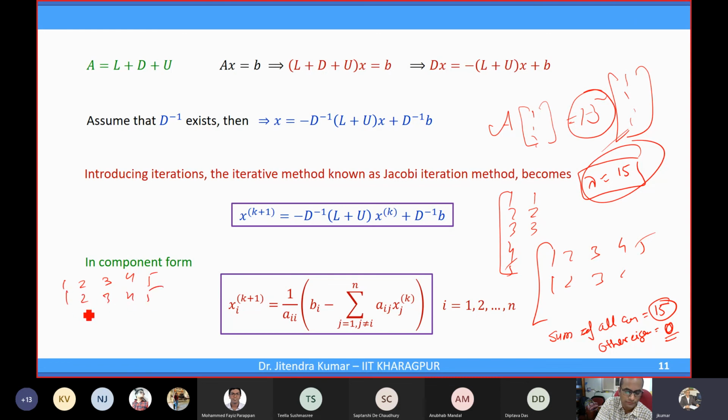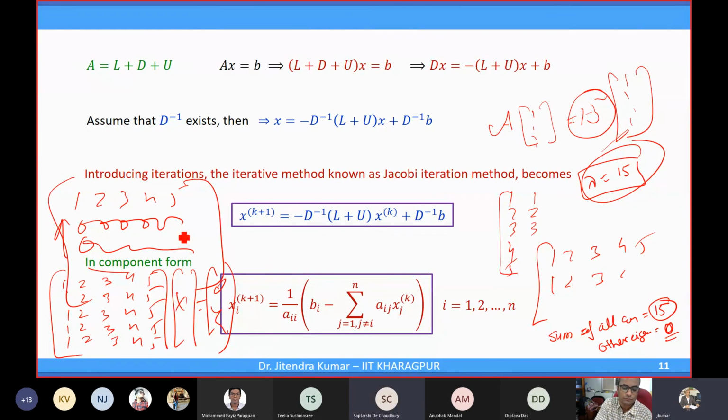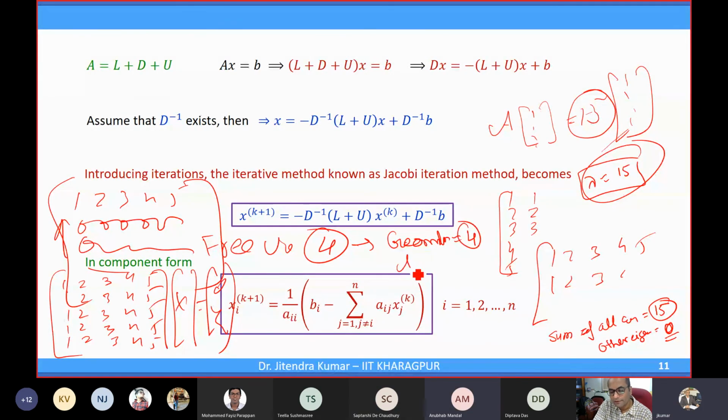The matrix has rows 1 2 3 4 5, each the same. Right? Solve AX equal to 0. From here, when you reduce, what you will get? 1 2 3 4 5, and then rows of zeros, and so on, right? How many free variables? 4. So what is the geometric multiplicity? 4. So algebraic will be how much?